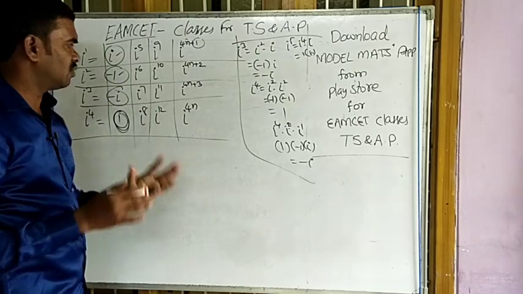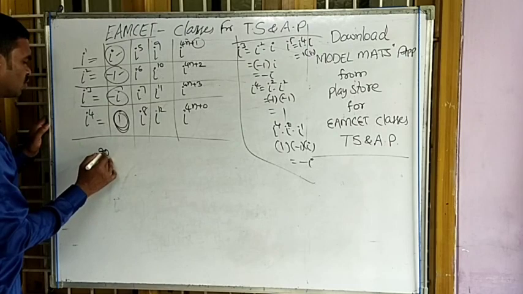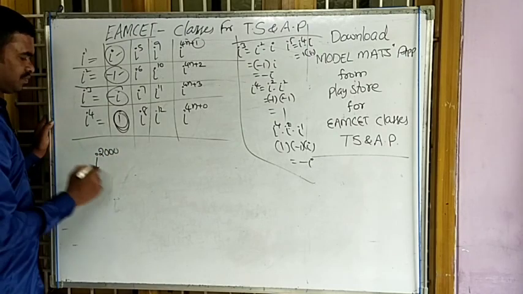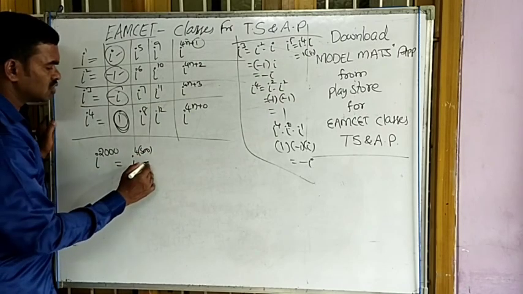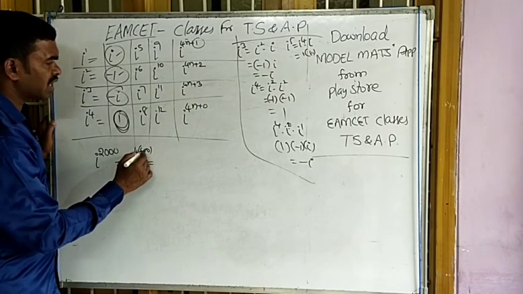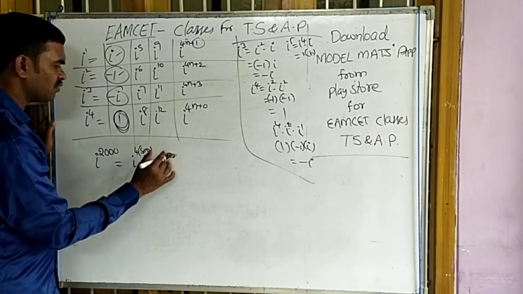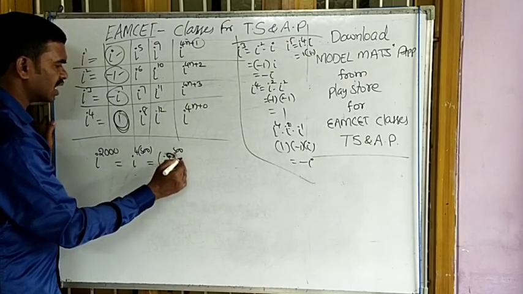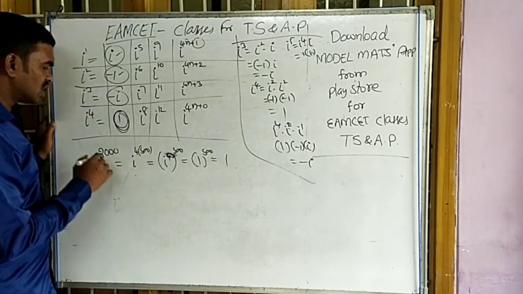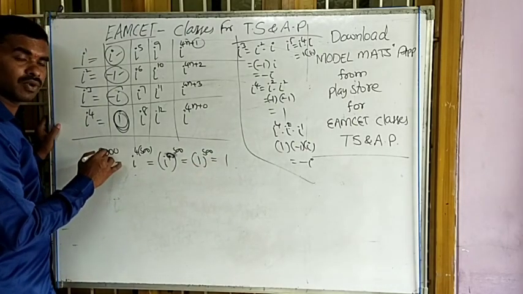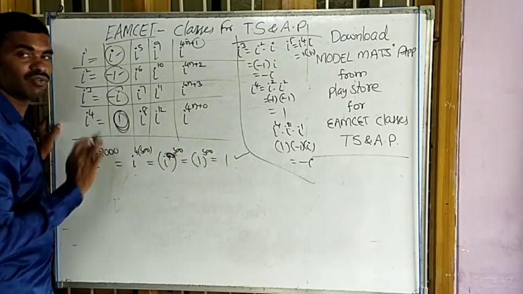So I will give you one example. For example, one number is i power 2000. So this becomes 4 into 500. Am I right? So it becomes 4n. What is the answer? 1. Or otherwise, i power 4 whole power 500. Can we write? So 1 power 500 becomes what? 1. That's why I am saying if the power is a 4 multiple, we can write the answer 1.